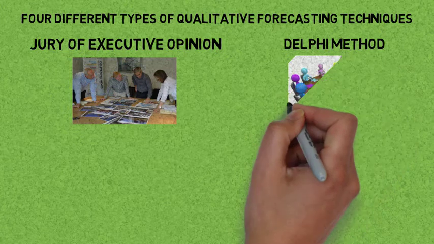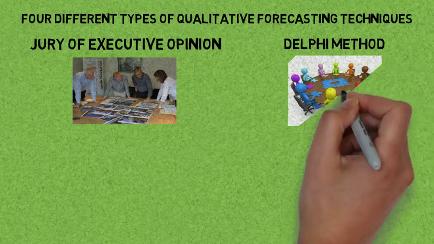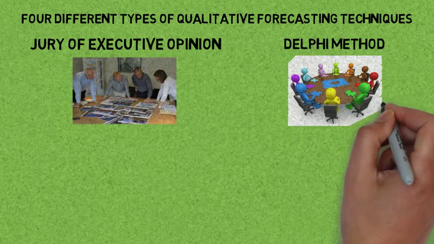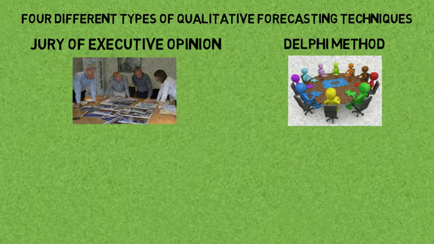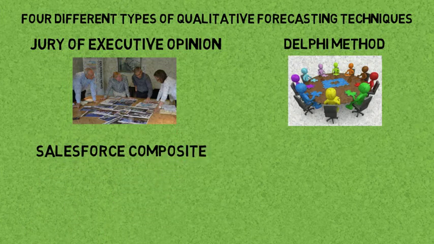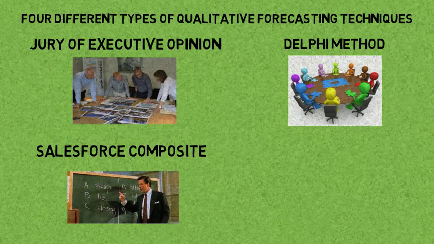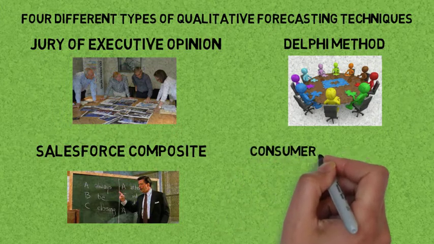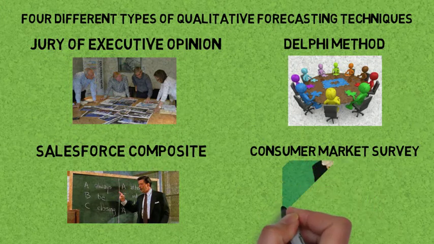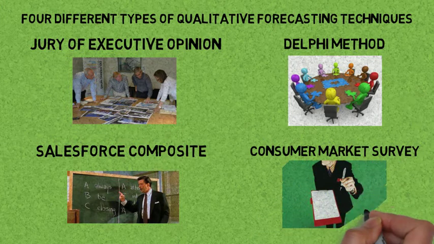Second is the Delphi method. This is based on the results of a questionnaire sent to a panel of experts. Several rounds of questionnaires are sent out, and the anonymous responses are aggregated and shared with the group after each round. The experts are allowed to adjust their answers in subsequent rounds. Eventually, the forecast is derived through consensus. Third is the Salesforce composite, where each salesperson estimates their own sales in the region, and they are reviewed to ensure they are realistic. They are then combined and compiled on district and national levels. Finally is the Consumer Market Survey, which solicits input from customers and potential customers regarding future purchasing intentions.